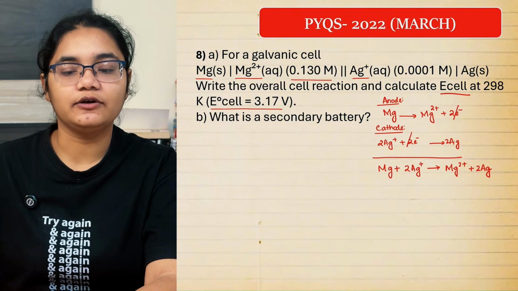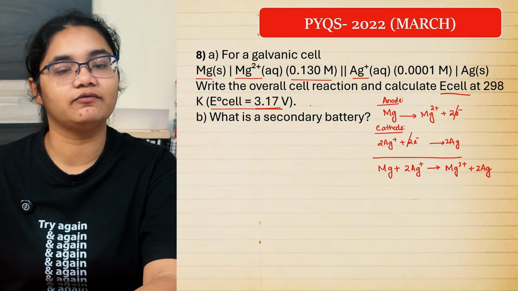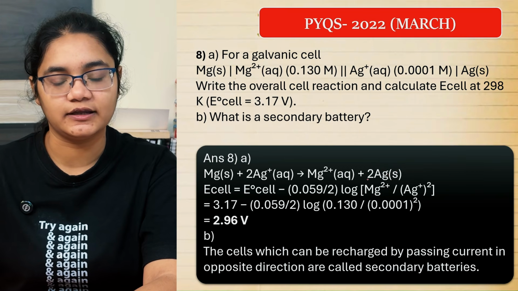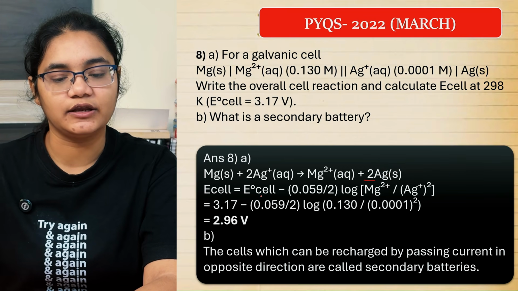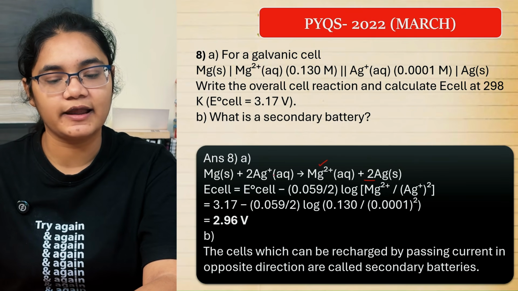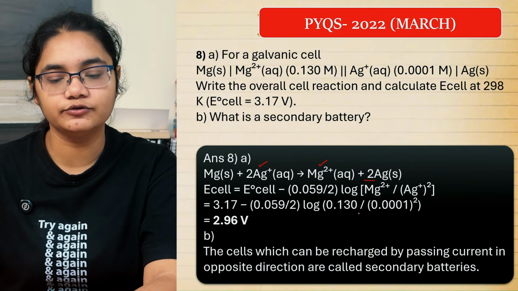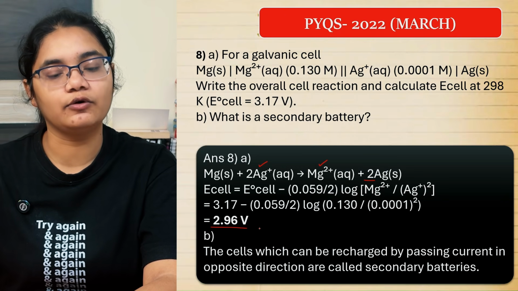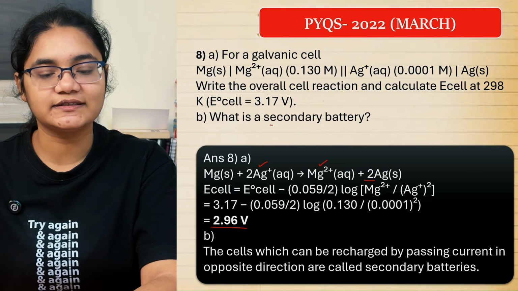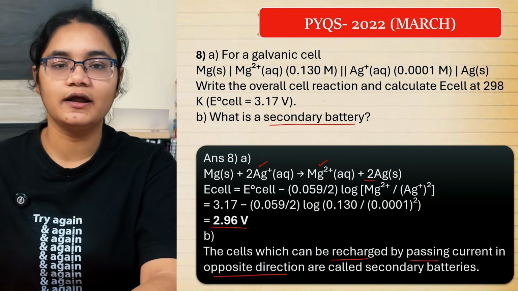Now for this one, you need to write the E of the cell and E naught of the cell. So E naught of the cell value is minus 3.17 volt. Okay, so I'll just clear now so that we got the final equation here. Now you can see E of the cell is equal to E naught of the cell minus 0.059 by 2 log of magnesium 2 plus, the product ions, divided by the reactant ions to its power. So now I have substituted all the values. So now if you see, you will get around 2.96 volt. Okay, this question we have already solved a similar question. Next, what is a secondary battery? Already discussed, the battery that can be recharged by passing current in the opposite direction.